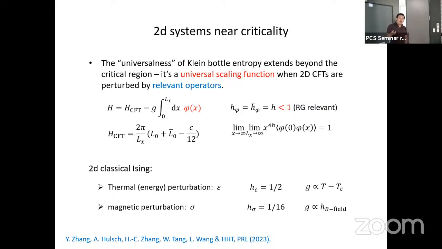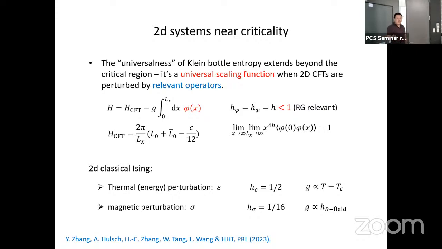And if it's off critical, then you have to introduce some fields which are relevant in the renormalization group sense. And these scaling fields have a conformal dimension h. And here, for simplicity, I assume that h is equal to h bar. So if it's RG relevant in two dimensions, then this h must be smaller than one so that it's relevant and drives the system away from critical points. And then the CFT Hamiltonian is still this one. And then, of course, you have to normalize this field in a proper way. And g here is just the coupling constant of the system.